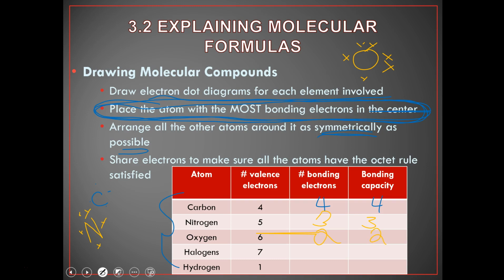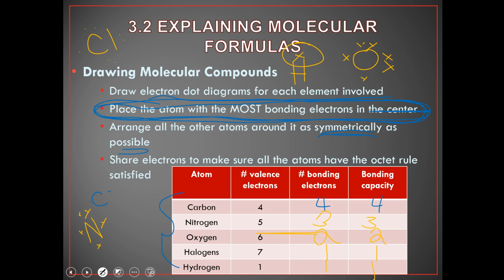Any halogen, so anything in group 17, for example chlorine, has 7 valence electrons, so 1, 2, 3, 4, 5, 6, 7. What's its bonding capacity then? 1. And hydrogen has 1 electron, which means it can form how many pairs? 1, right? Because hydrogen just has the 1 electron, and it only has an orbital that can include 2 electrons. So this has a bonding capacity of 1.